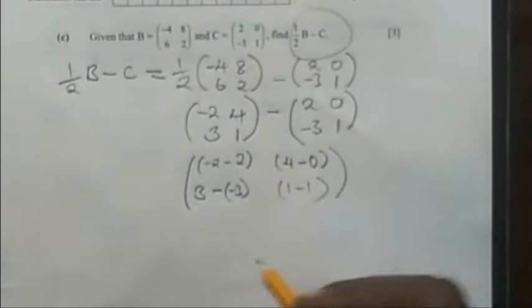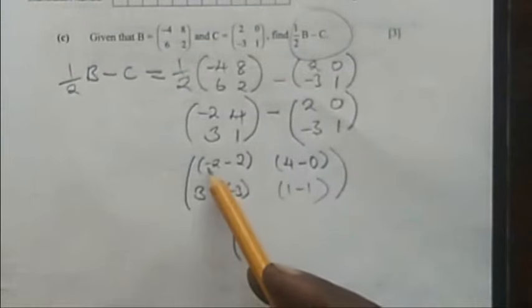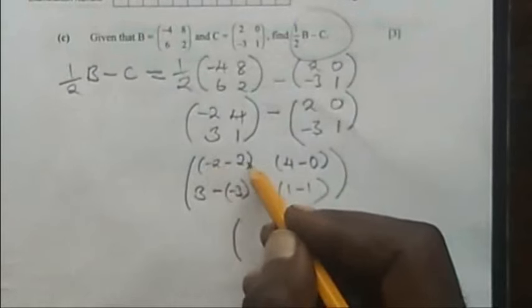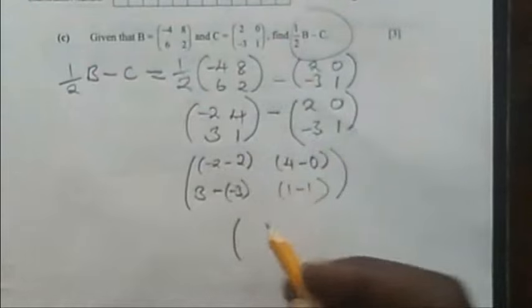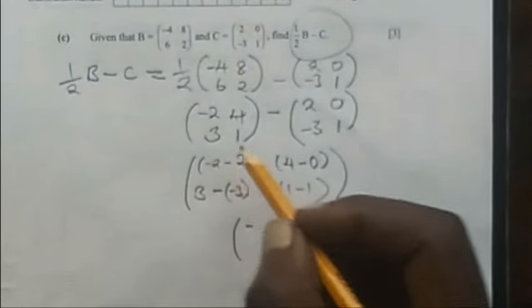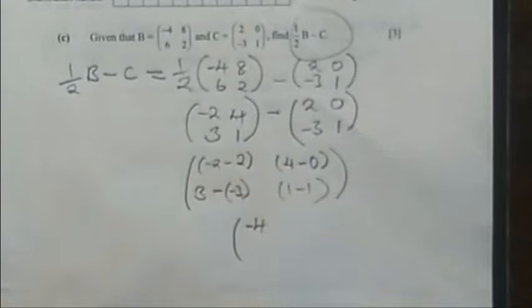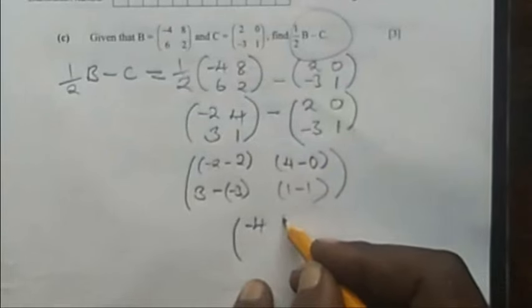Then once we have done that, I'm going to close the brackets, then open the other one here. Then I'm going to say -2 minus -2. Now remember, they are all negatives, so we're going to maintain the negative sign. Then I'm going to add 2 plus 2 which gives me 4, so the answer will be -4. Then I'm going to come here and say 4 minus 0, which will give me 4.